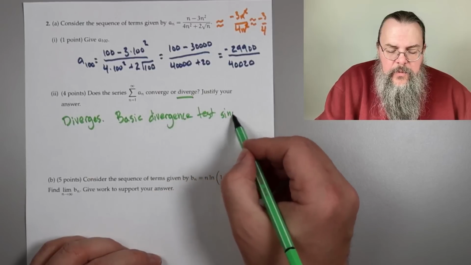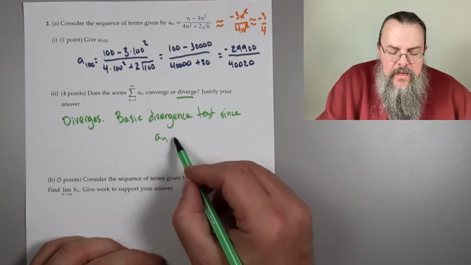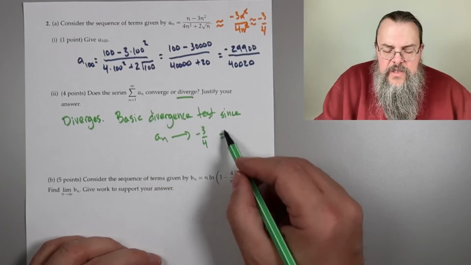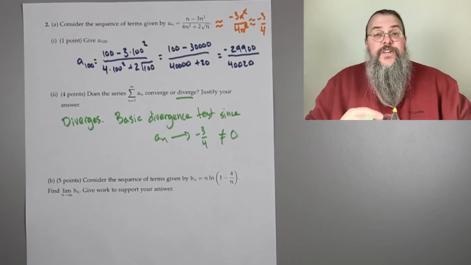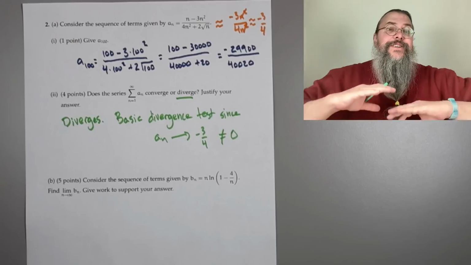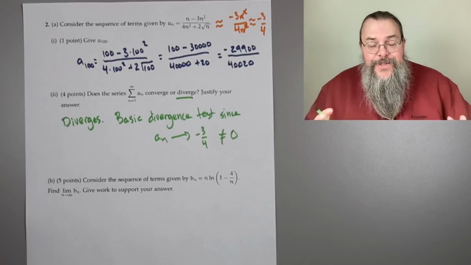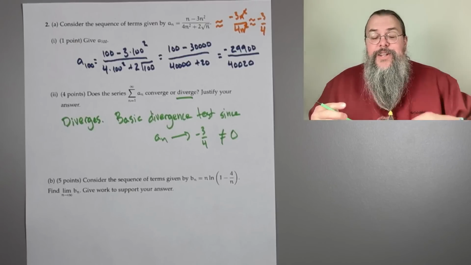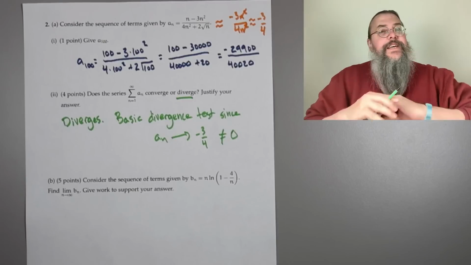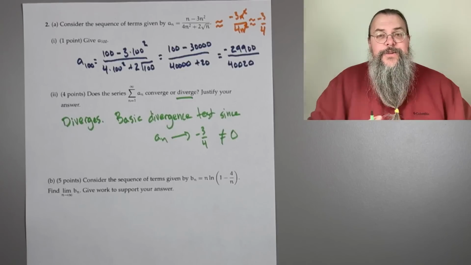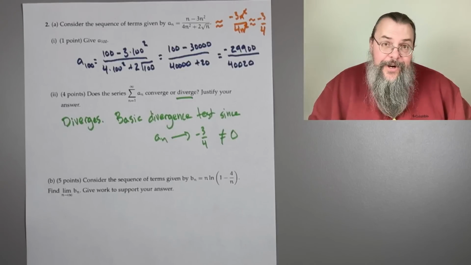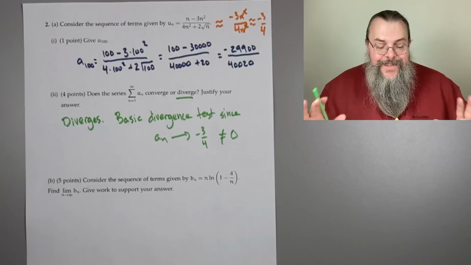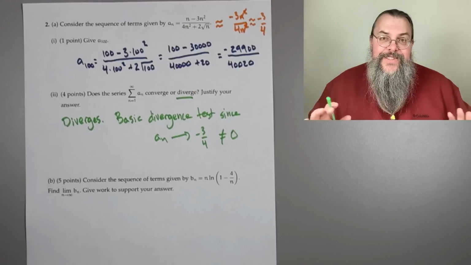And what's happening is that a sub n is going to -3/4, which is not 0. So if your terms don't go to 0, your series must diverge. And now this is very particular here. It's a great way to test if something diverges. It tells you nothing about whether it does converge, because there are times when the terms go to 0, but it still does not converge. So be careful about what the test says.